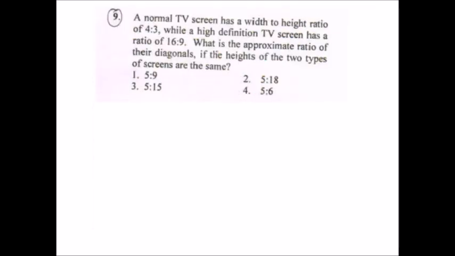Move to the next question, which is the TV. A normal TV screen has a width to height ratio of 4:3. It means this is the width and this is the height of the TV. Width is 4x and height is 3x. Another TV having high definition will have the same height, but the ratio is 9x for the height and the width is 16x. And we know that the screen of the TV is rectangular, so this will be the diagonal D.